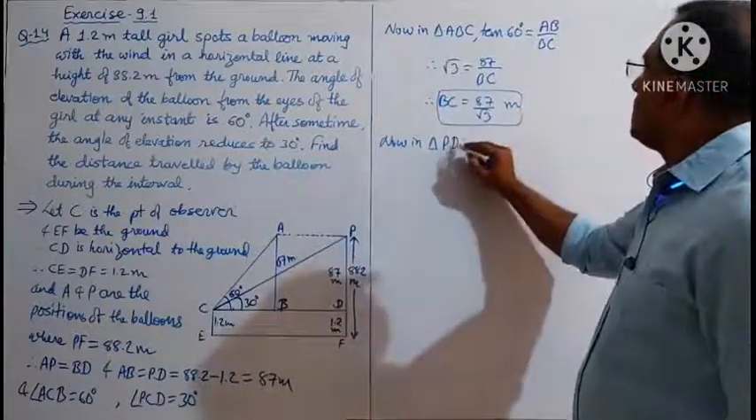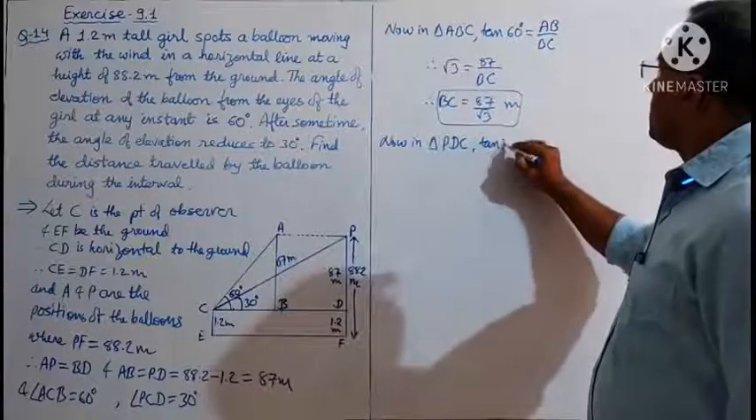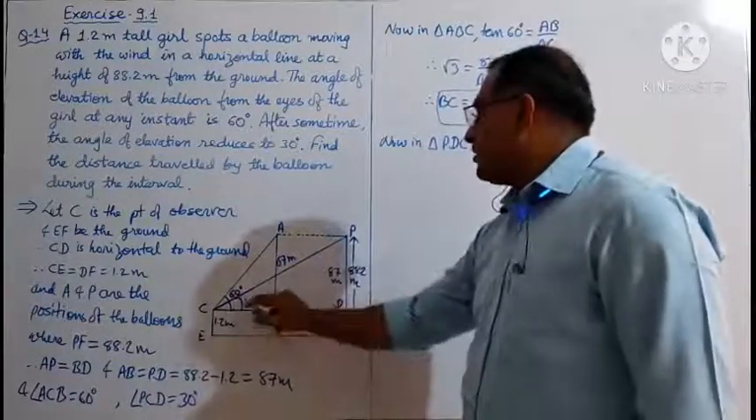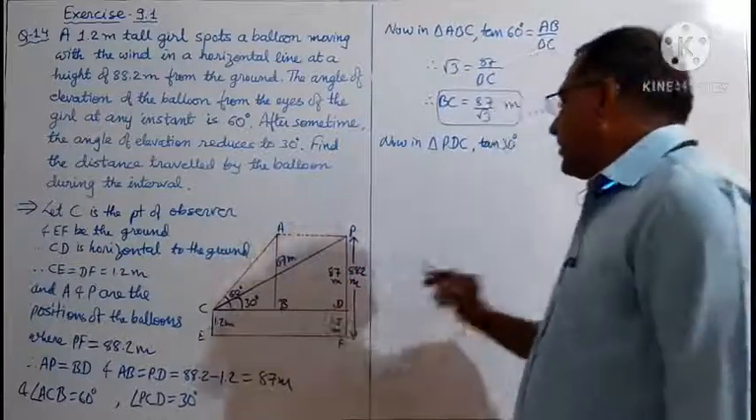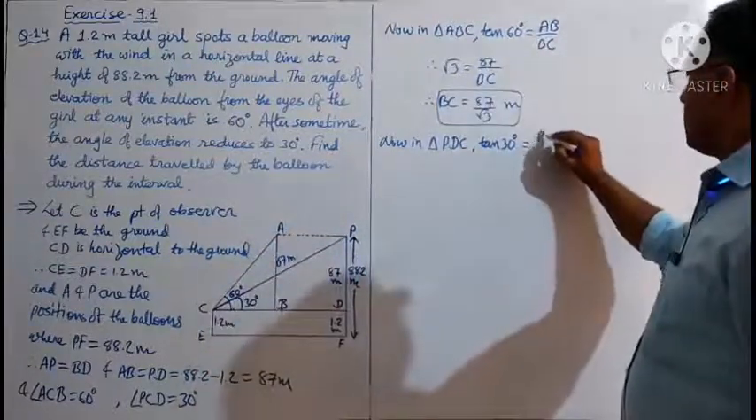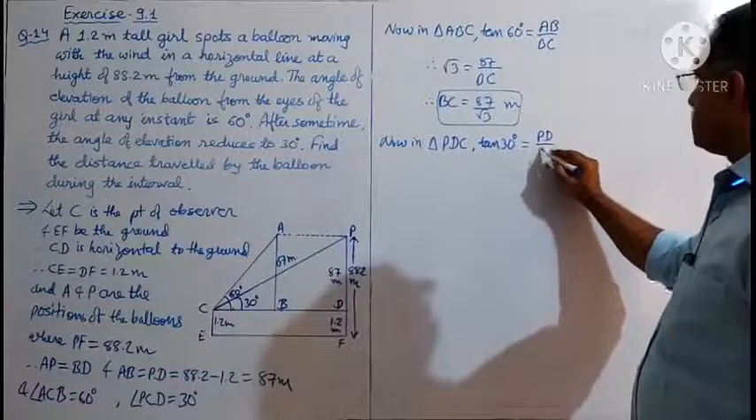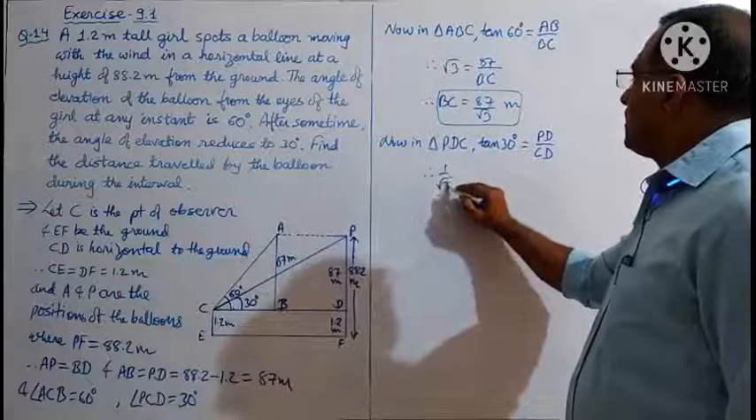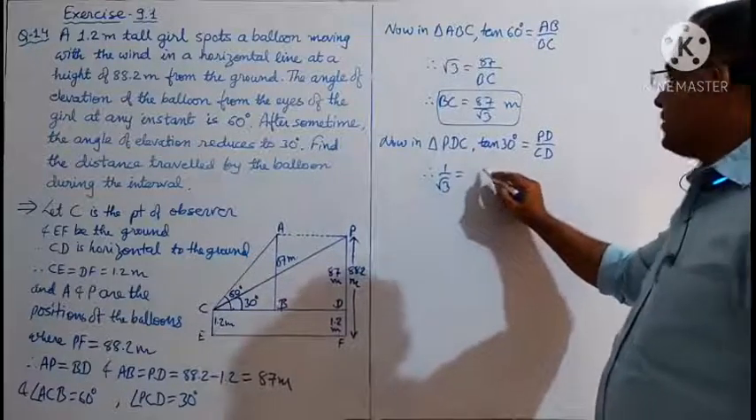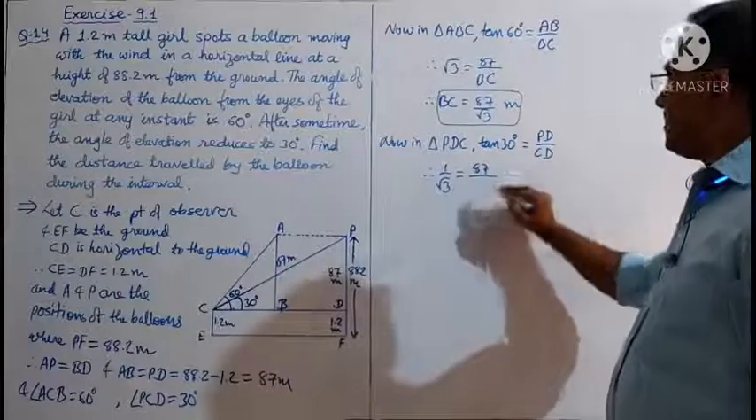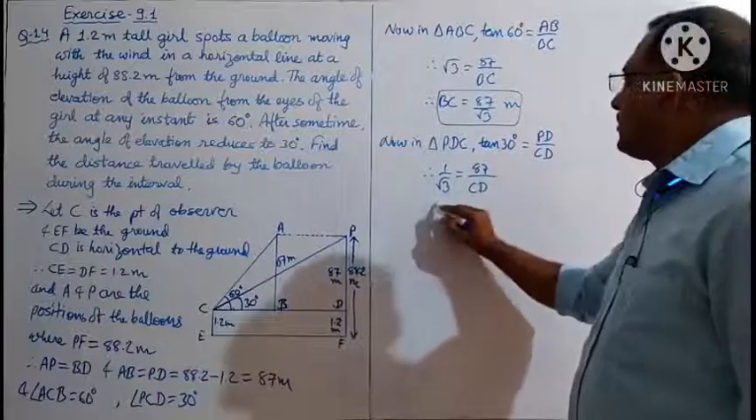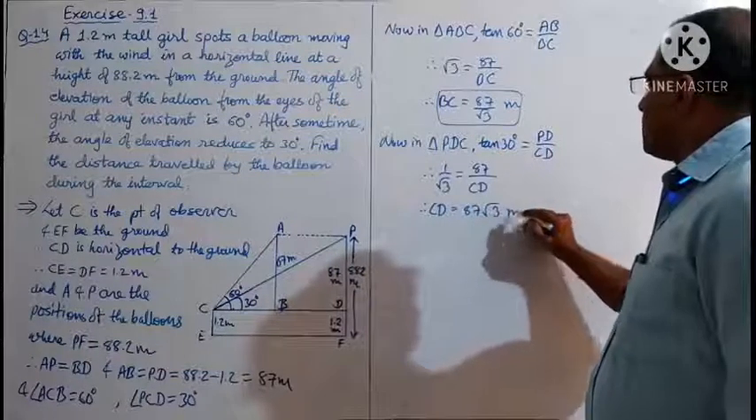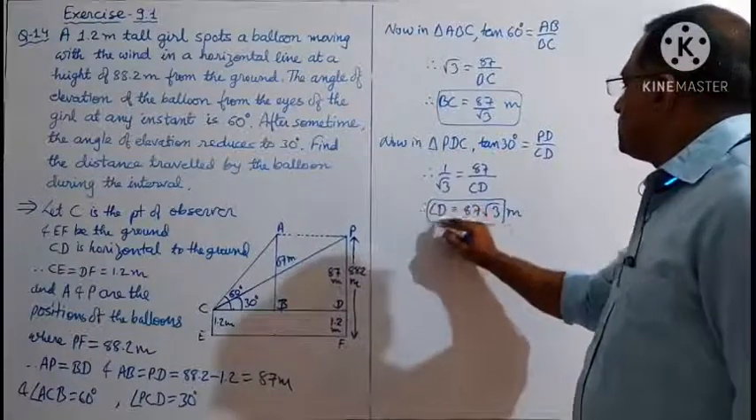Now another triangle, in triangle PDC, tan 30, here 30 degree is the angle of elevation. So in PDC with 30 degree, the opposite side is PD and the adjacent side is CD, and therefore tan 30, that is 1 by root 3, is equal to PD upon CD. Here it is given 87 divided by CD, CD is not known, and therefore CD is equal to 87 root 3 meter. So this is CD.